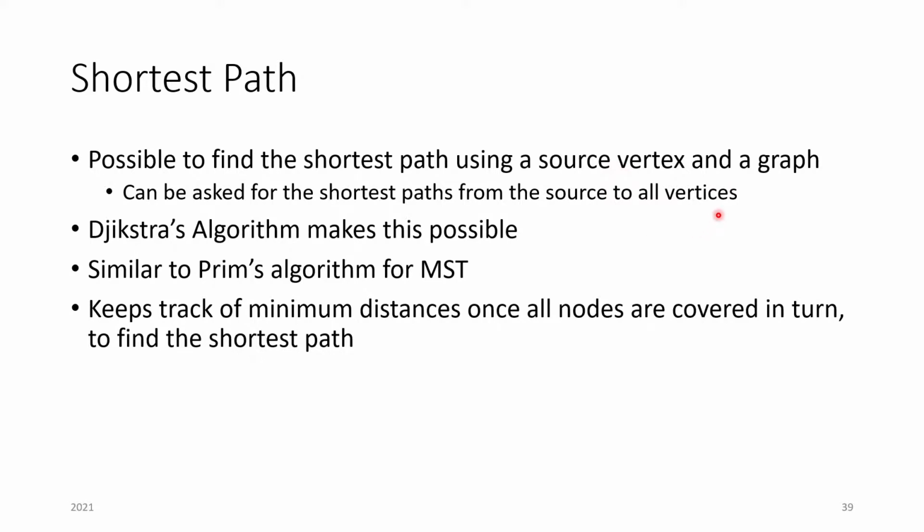The name of the algorithm that makes this possible is Dijkstra's algorithm. It's very similar to Prim's algorithm that we saw last week for the minimum spanning tree. The similarity is that instead of spanning as in a minimum spanning tree, we keep track of the minimum distances as we cover all the nodes in turn, so you keep finding and updating the shortest path required from the source node to all other nodes. And just to recap, remember a node is also referred to as a vertex in the graph.